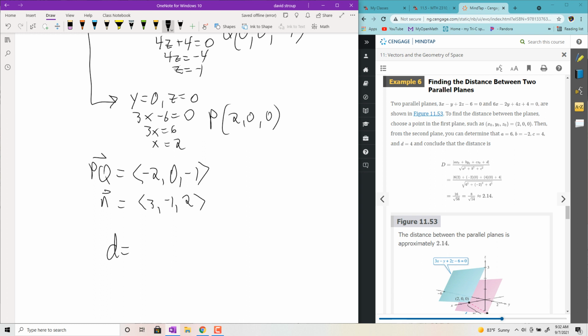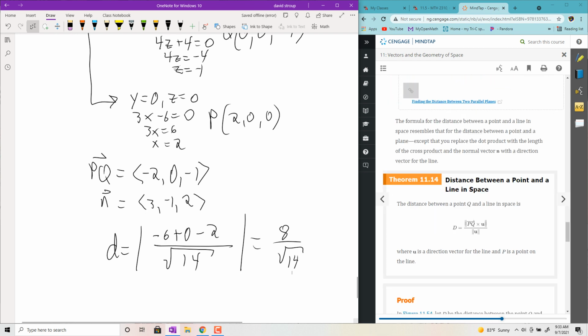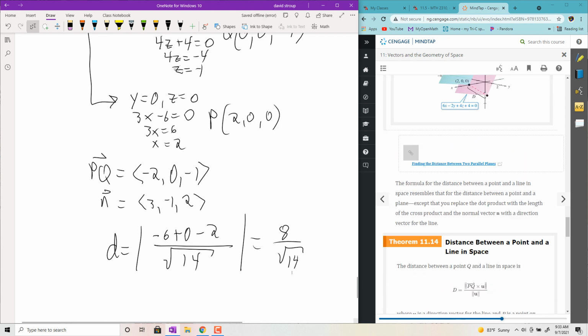Okay, so it's the absolute value of the dot product, -6 plus 0 minus 2, all over the magnitude of the normal vector. So that's 9, it's 14 again. And then you get 8 all over square root 14, okay, which is what they got using the formula. But like I said, good luck remembering that formula.